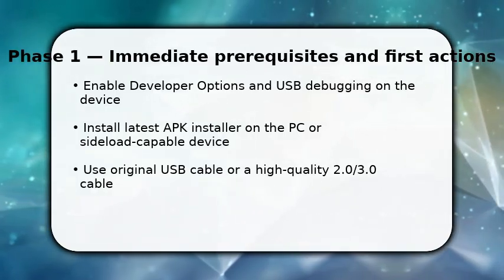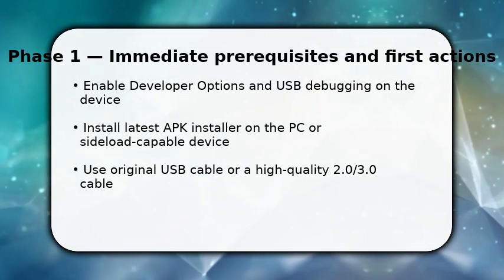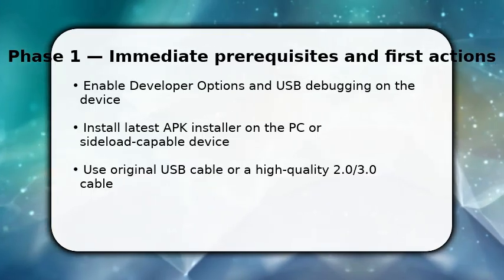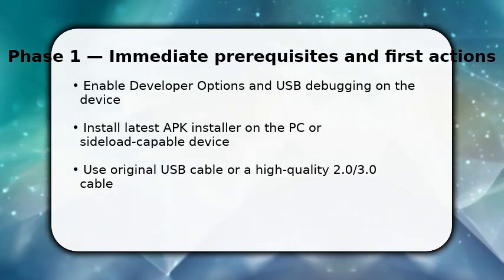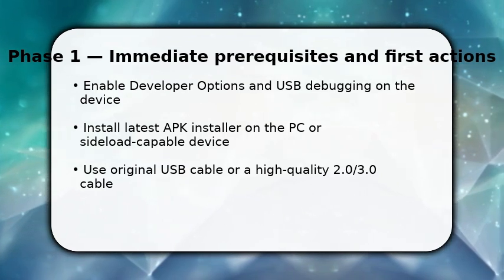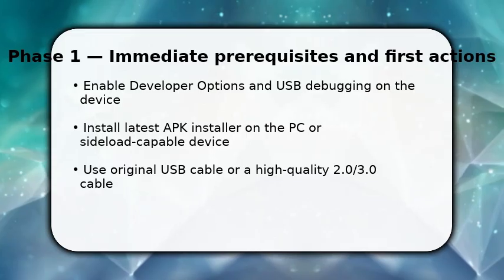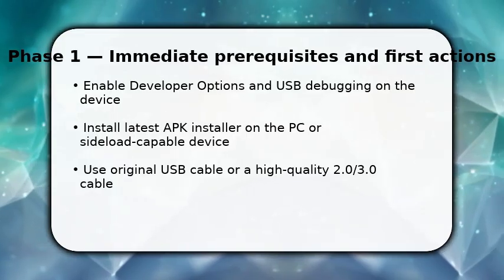Once connected, watch the device screen for an authorization prompt and tap Allow. If no prompt appears, toggle USB debugging off and on to force a re-auth attempt. This often resolves handshake problems before you proceed.